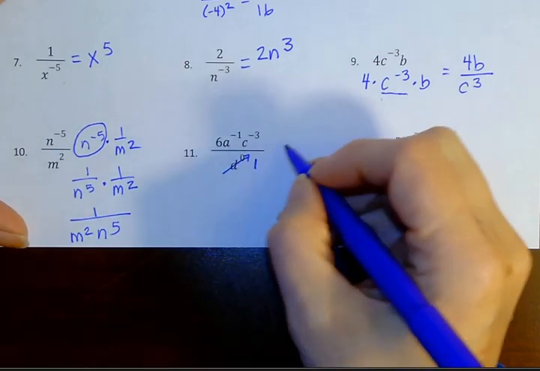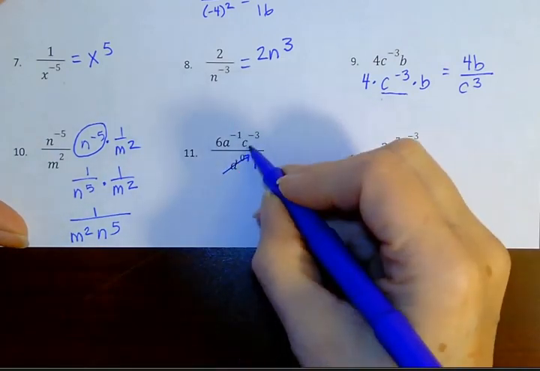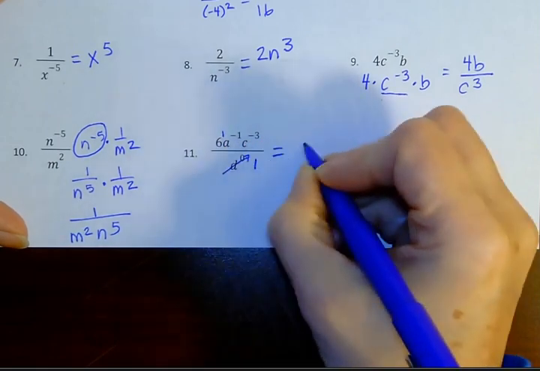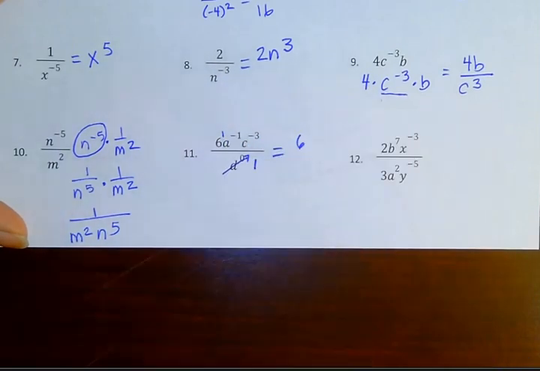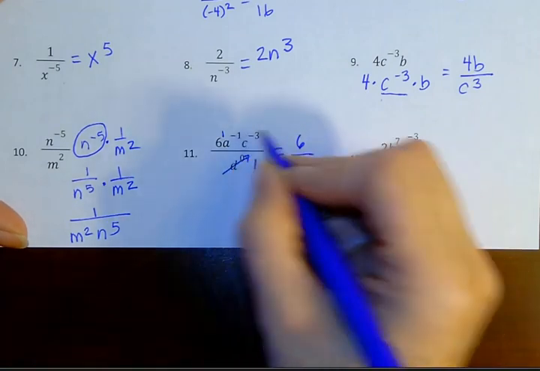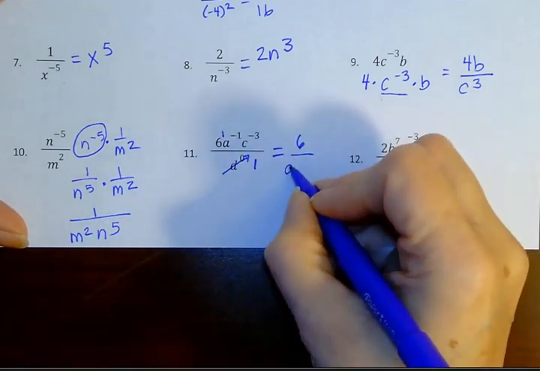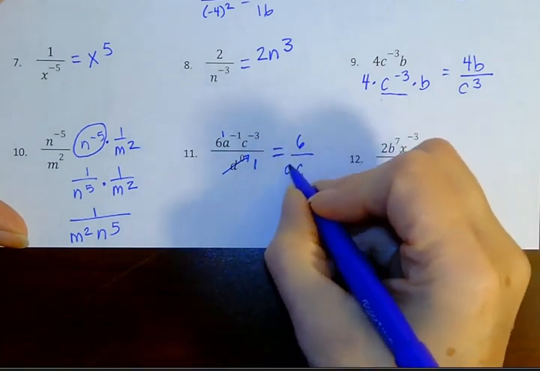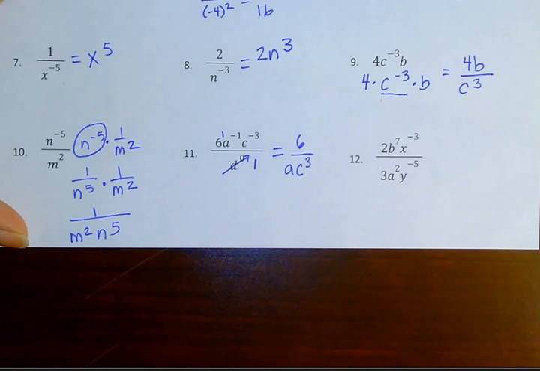All right, so here I have 6 times a to the negative 1 times c to the negative 3. I'm going to keep the 6 in the numerator because it has a positive 1 exponent, so 6 does not move. But a to the negative 1 is going to be a to the positive 1 down there. C to the negative 3 is going to become c to the positive 3 in the denominator.